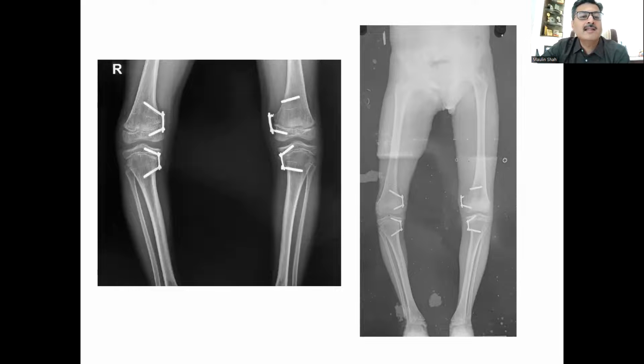Now I can see this, the growth plate is still open. So you can revise it. You can remove these plates and put them on the outer side, and that will correct the deformity. And this time you inform them the right side has more deformity than the left.